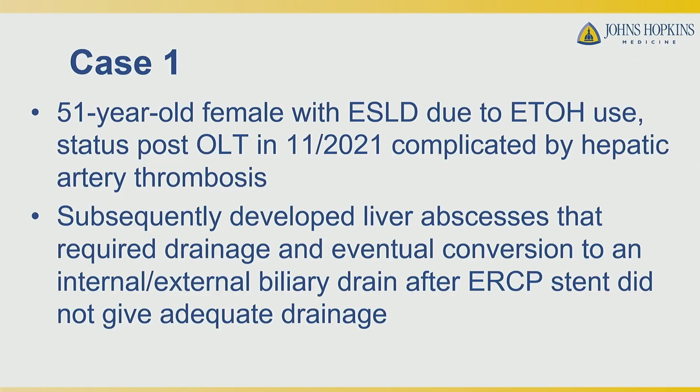So kicking into it, we've got a 51-year-old female, end-stage liver disease due to ETOH use, status post-orthotopic liver transplant in November of 21. Unfortunately, her transplant was complicated by hepatic artery thrombosis, so we're in the realm of biliary ischemia, biliary stricture formation. She subsequently developed liver abscesses that coalesced into a large liver abscess that was drained and eventually converted to an internal-external biliary drain after her ERCP stent drainage did not provide adequate biliary decompression.